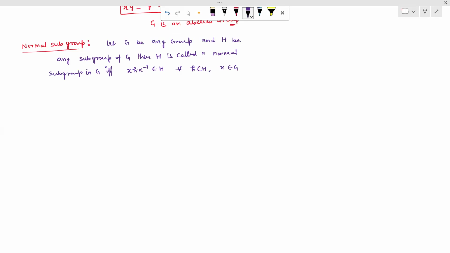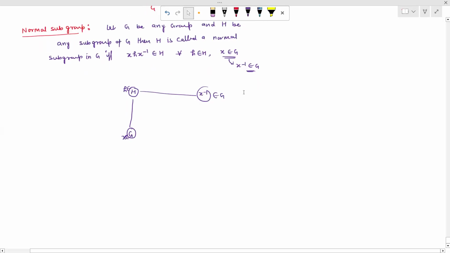When x belongs to G and G is a group, it means that x inverse also belongs to G. It is clear. So we can graphically represent it as: this is our H, and here we have x and x inverse. x is an element of G, x inverse is an element of G, and h belongs to H. So x h x inverse belongs to H.